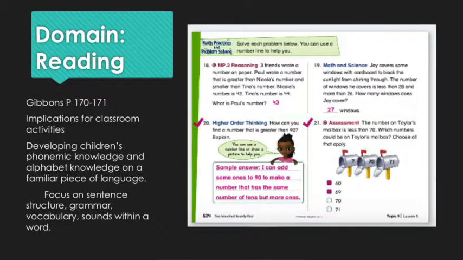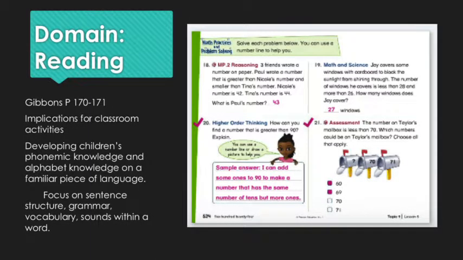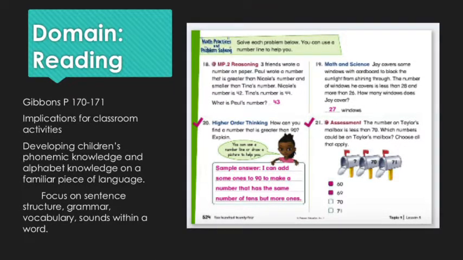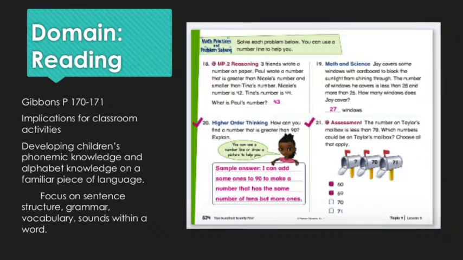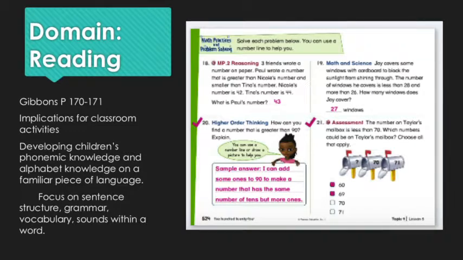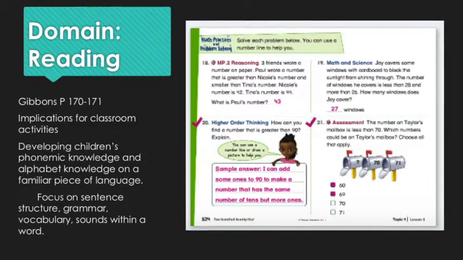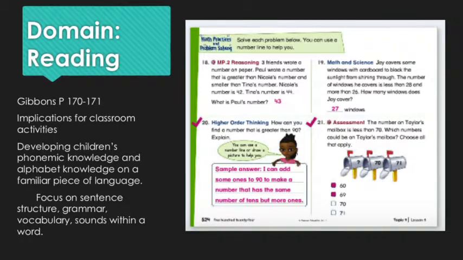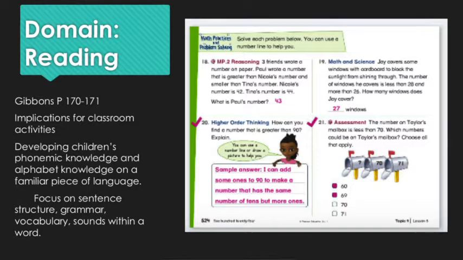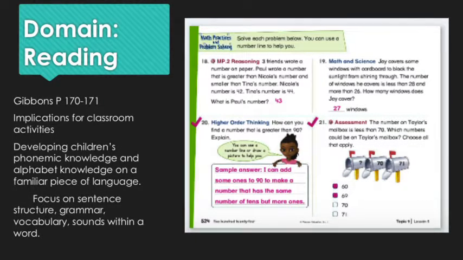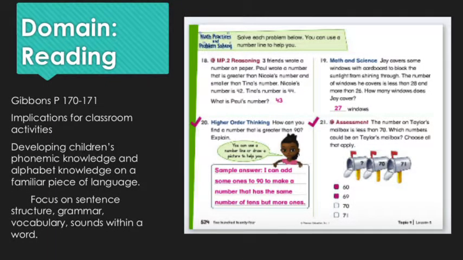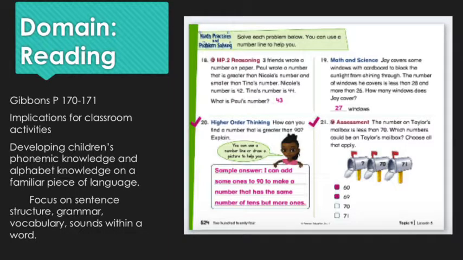We'll focus on the sentence structure, the grammar, vocabulary words, like I mentioned, and sounds within a word. In my particular classroom, when we read, because my target language is Spanish, we break down hard words by syllables. So we always break those words down a couple of times. For example, if we have the word problem, we would break it down, count out the syllables, say the syllables again, and then once again say the whole word.